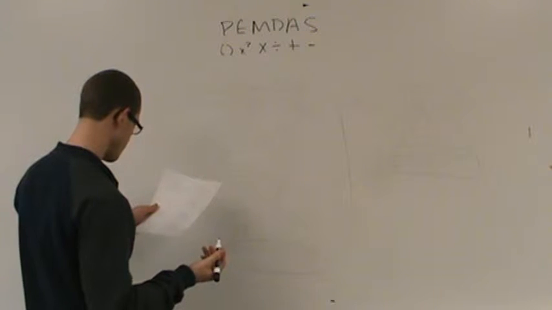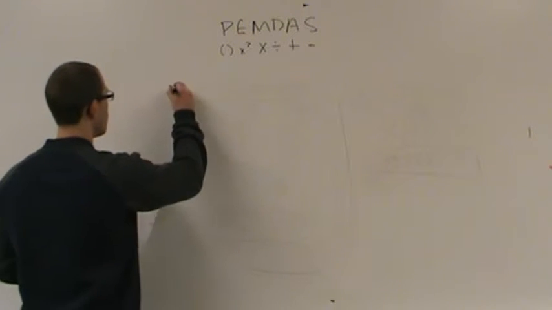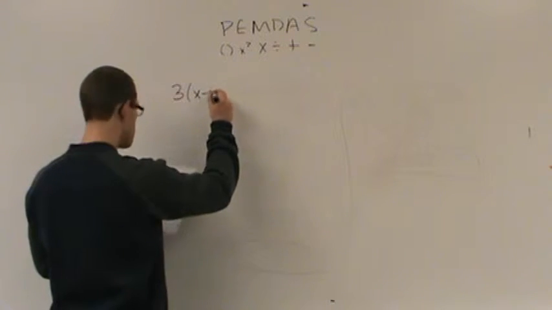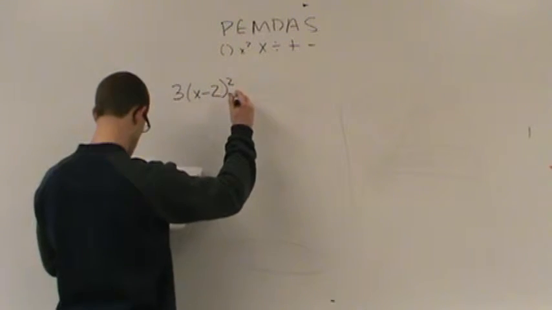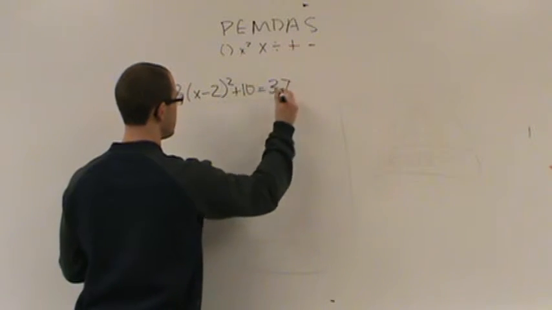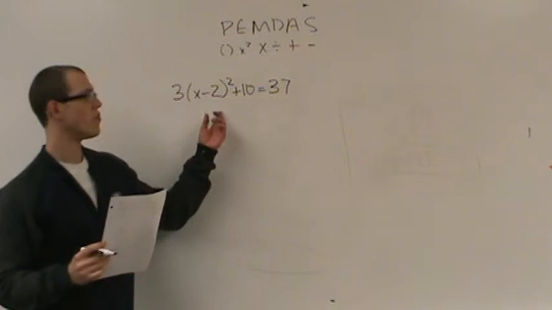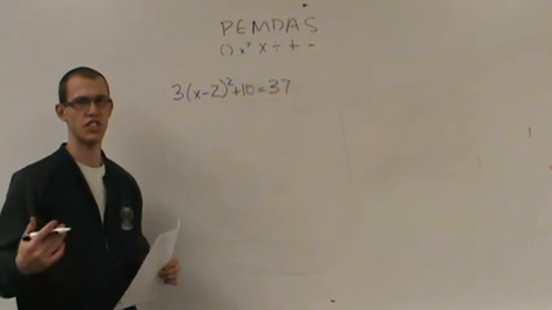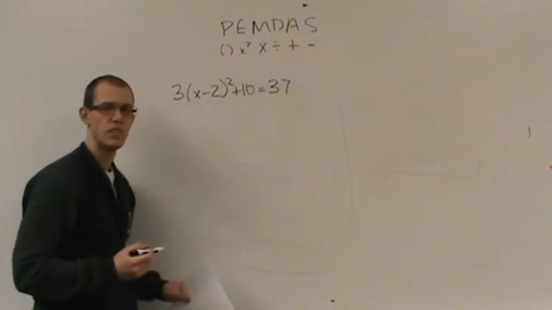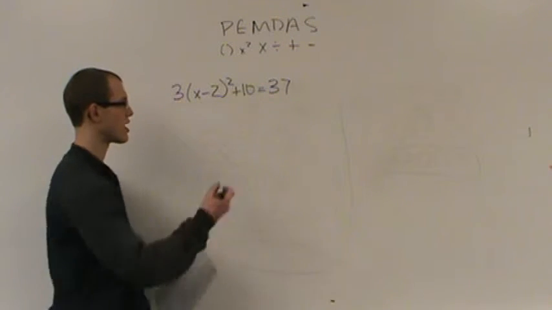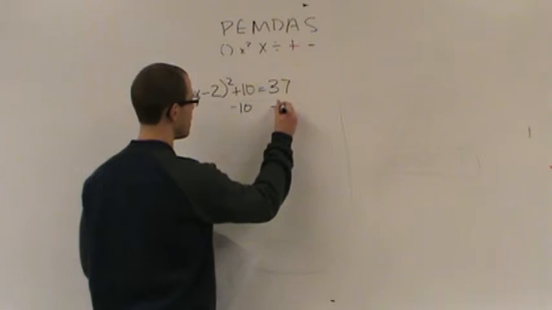So let's do 3 parentheses x minus 2 squared plus 10 equals 37. All right, our original problem right here. Start with PEMDAS backwards. That means we're looking for addition and subtraction. We see addition with the plus 10. So to get rid of addition, we do the opposite, subtraction. So I'm going to subtract 10 from each side.